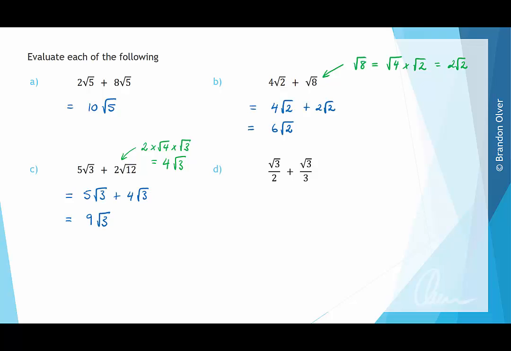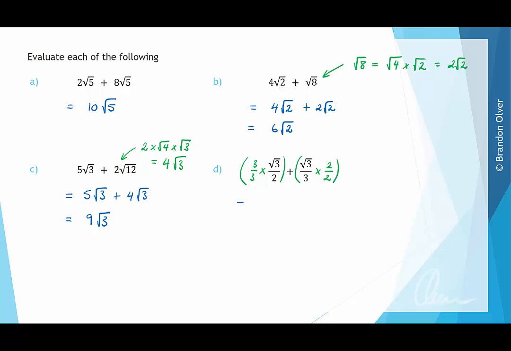For part D, we have the square root of 3 divided by 2 plus the square root of 3 divided by 3. Because they have the same irrational factor, the square root of 3, we can add these like terms. However, they don't at the moment have a common denominator. So what we need to do is multiply each of them by a fraction equivalent to 1 to get a common denominator. With 2 and 3 on the bottom line, the lowest common denominator that we can get is 6. So we're going to multiply this by 3 over 3, and we're going to multiply this by 2 divided by 2.